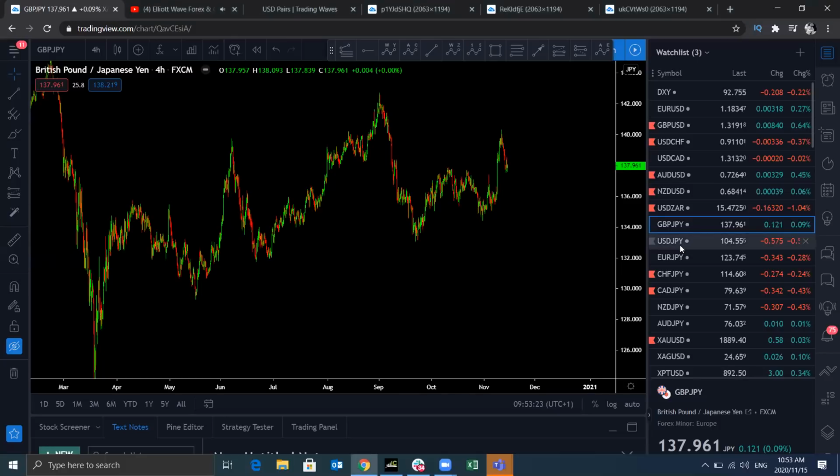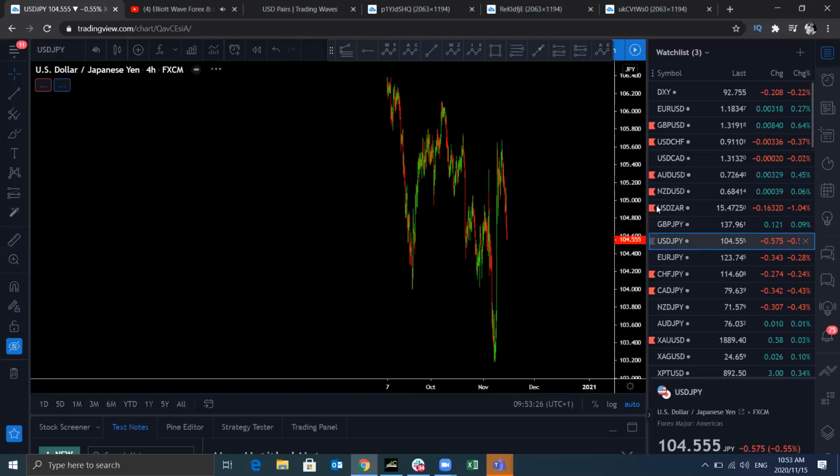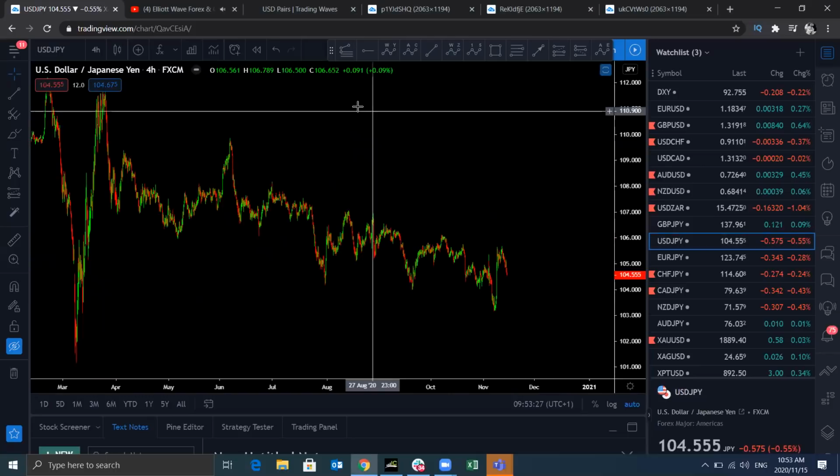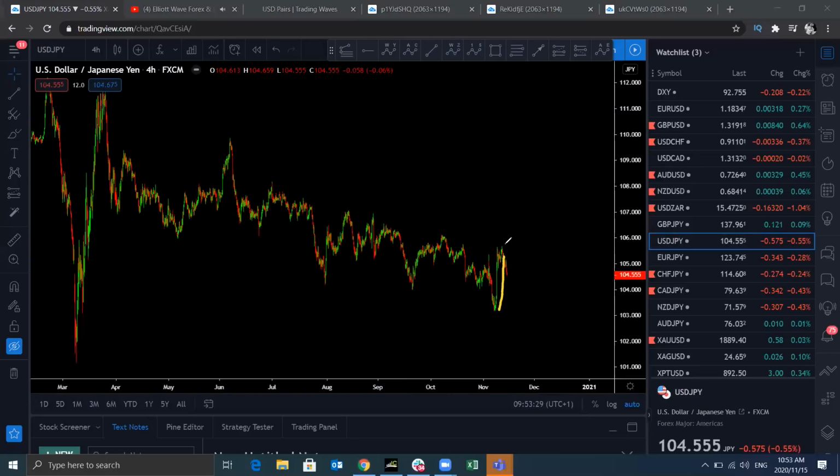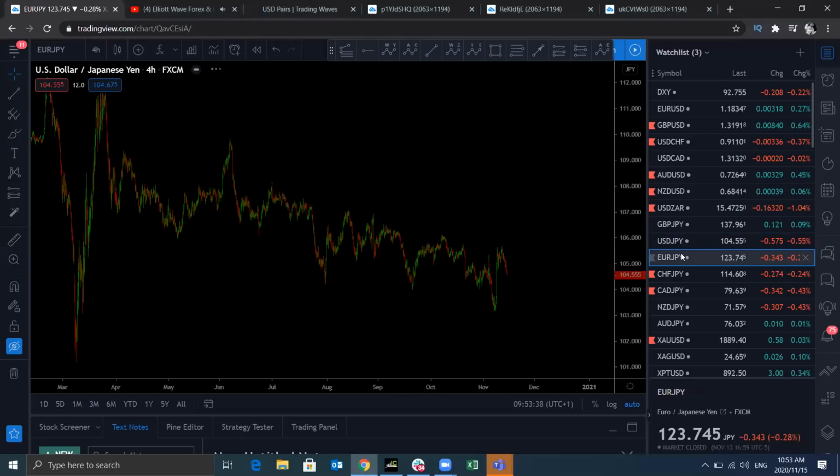That is pound yen. US dollar yen, also detailed last week. This move, I've already shown you during trade recaps. We are around this area. We're expecting the euro yen to come and take around this level. Expect continuation to the upside. Euro yen, let's look at euro yen as well.